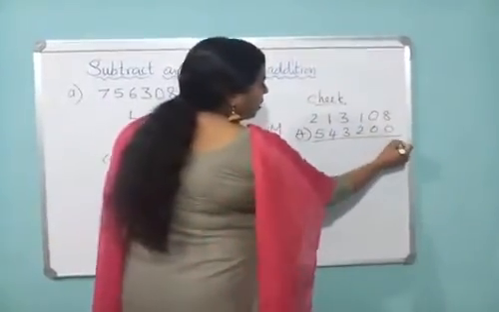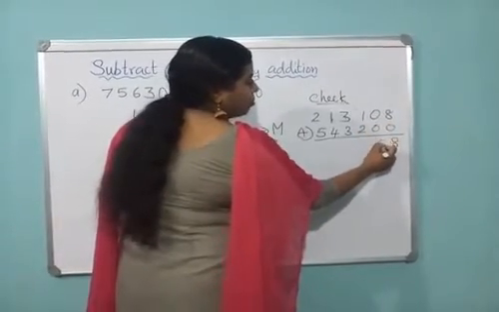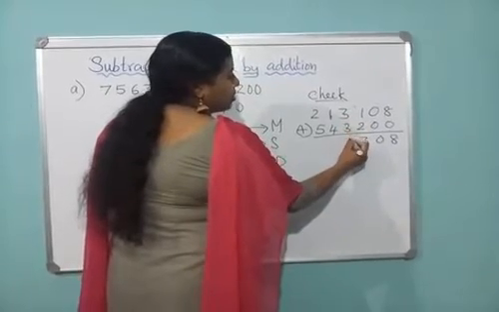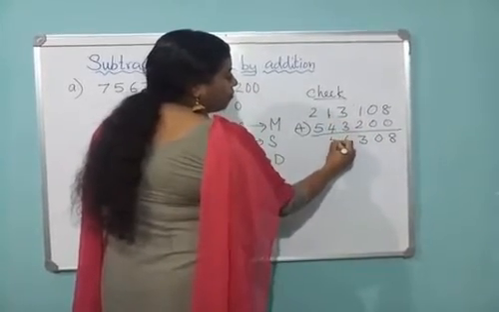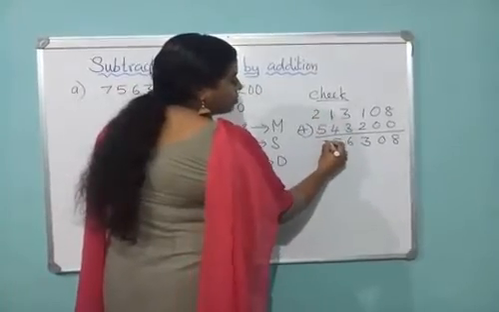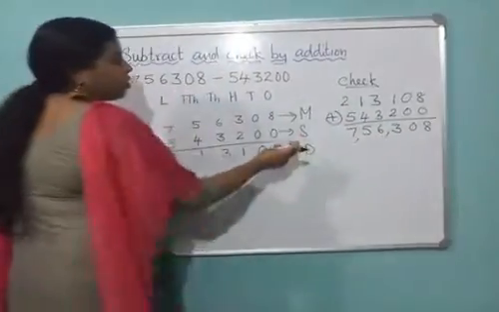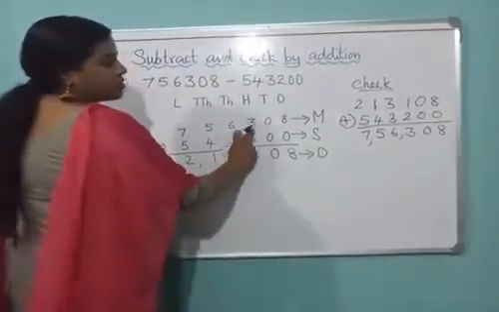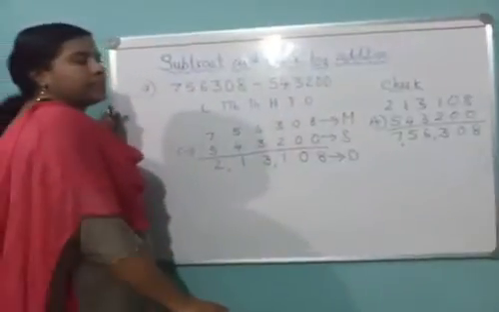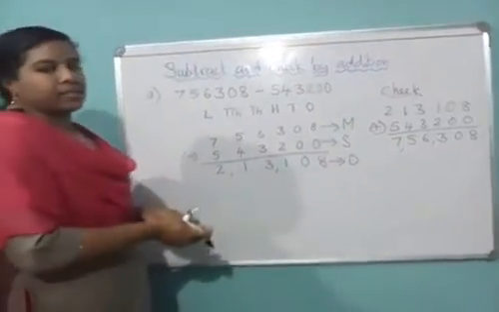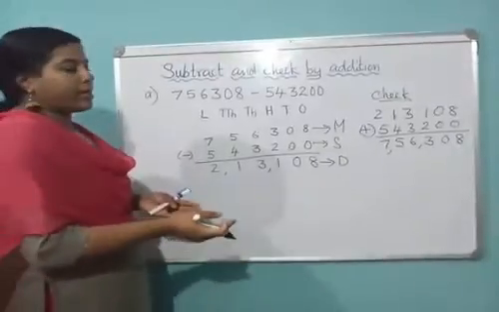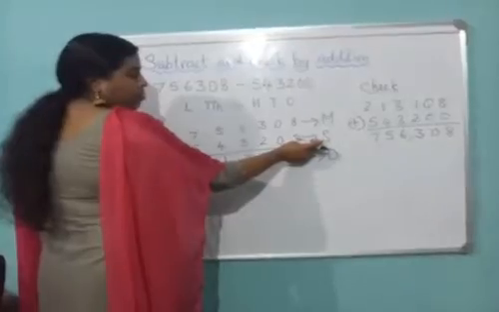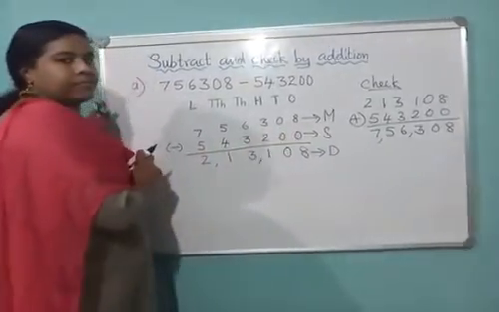8 plus 0, 8. 0 plus 0, 0. 2 plus 1, 3. 3 plus 3, 6. 1 plus 4, 5. 5 plus 2, 7. So we got here the minuend, that is 7,56,308. This is the way to check your answer. So if you want to check your answer, you have to add the difference with the subtrahend. So you will get the minuend.